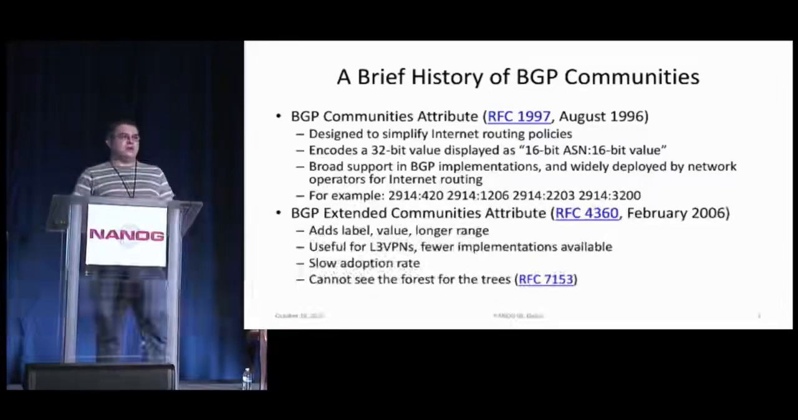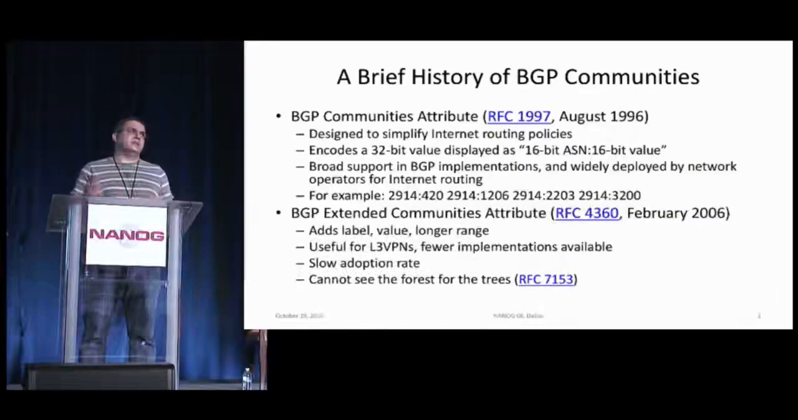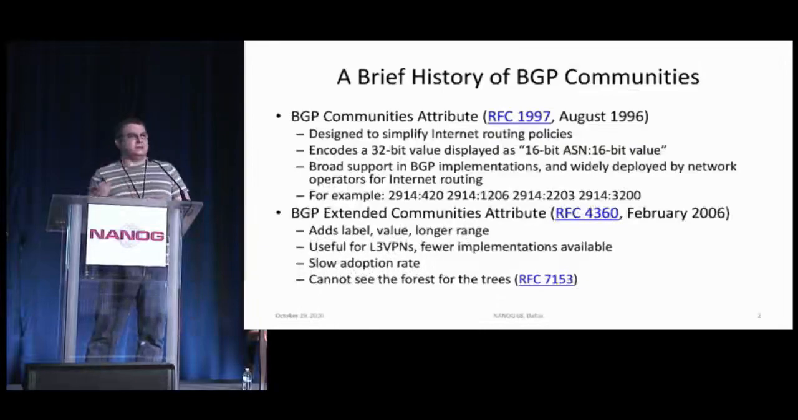About 10 years later, we had something called the Extended Communities attribute, which was also published as an RFC. This adds a value, a label, a longer range. It was more used for layer 3 VPN routing, with fewer implementations available and a slower adoption rate. And the thing about the Extended Communities attribute is that it's really complicated. In fact, there's an RFC that has the value allocations for this community. So it really wasn't what operators wanted for internet routing.